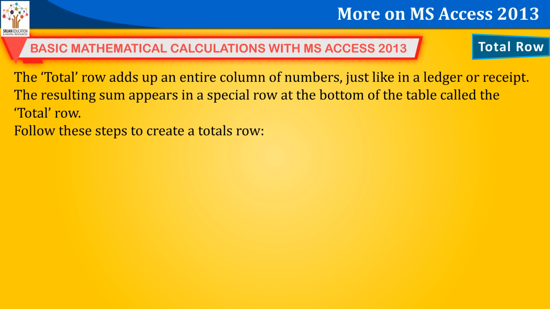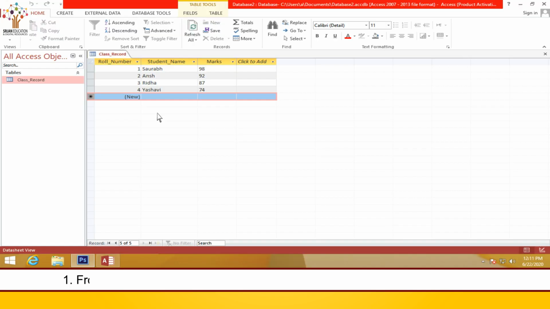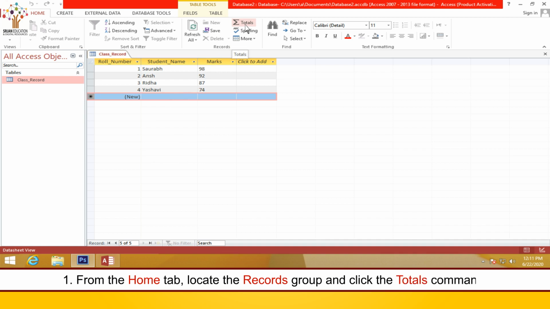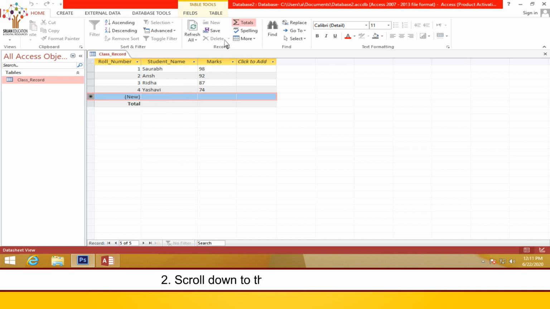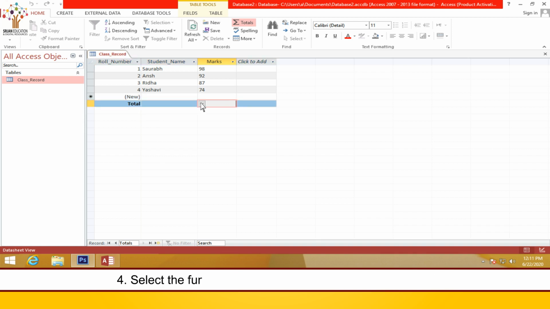Follow these steps to create a totals row. From the Home tab, locate the Records group and click the Totals command. Scroll down to the last row of your table. Locate the desired field for the total row. Then select the second empty cell below the last record for that field. When a drop-down arrow appears, click it. Select the function you want to perform on the field data. The total row will appear.